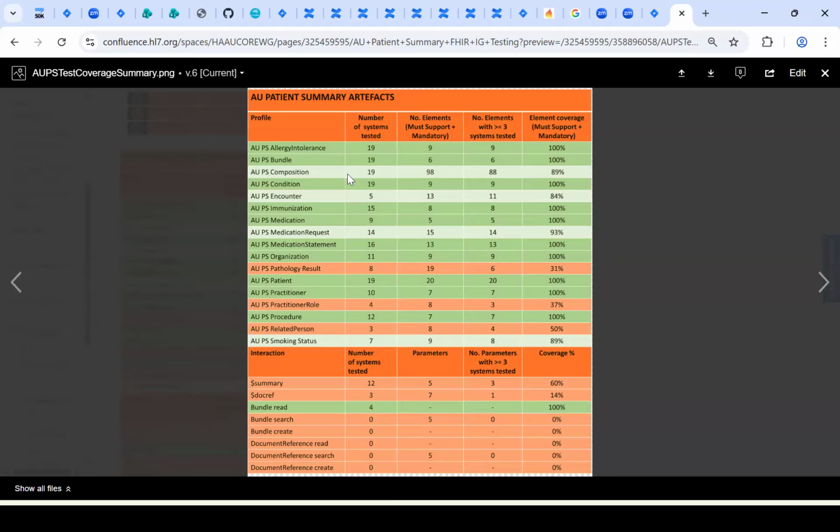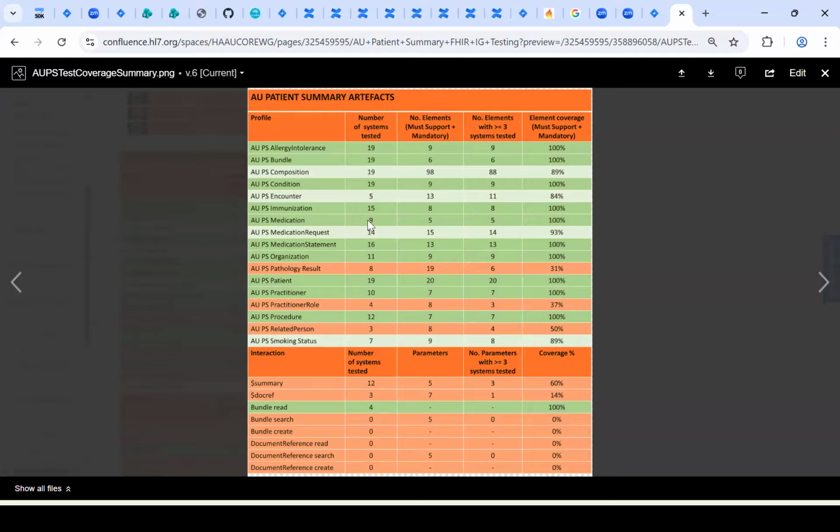We need to have three or more systems testing the majority, and a majority here is 80%, of mandatory and must support elements. So we actually did that for composition. I'm a little bit shocked because composition has so many sections, but we've actually done it. It's really interesting to look at the coverage of how many systems are doing things around patient summary or all sorts of other things. We've got it for encounter and medication request.